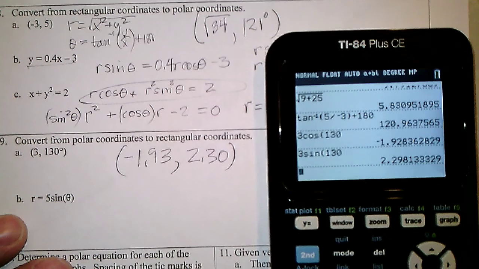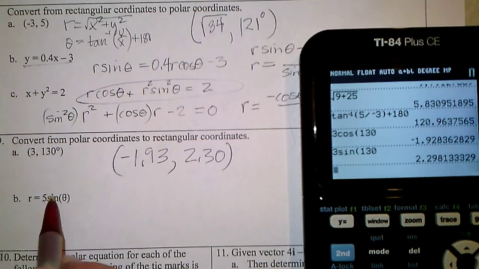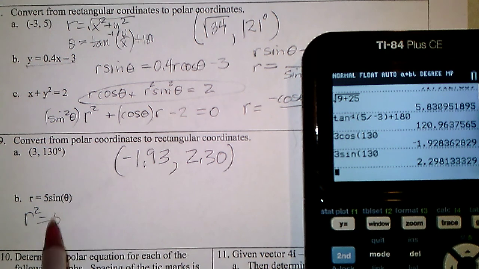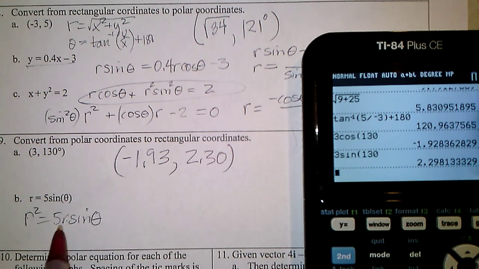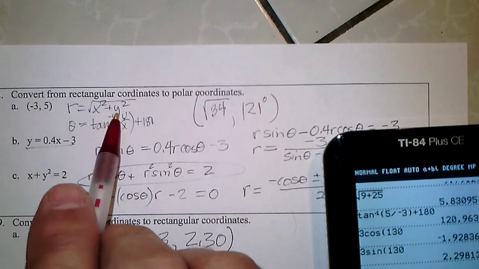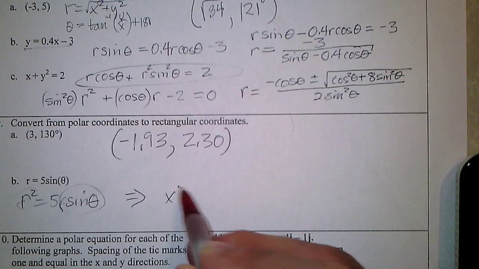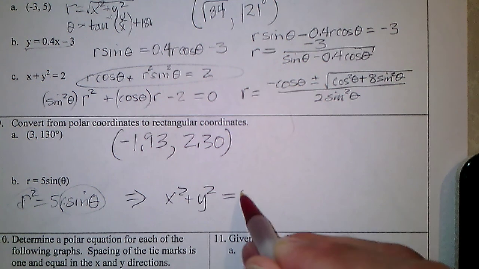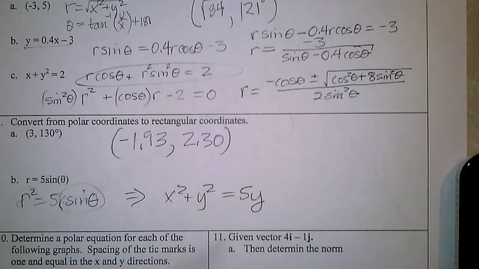Okay? And if we want to change the equation, sine theta is not anything but r sine theta is. So if I multiply both sides by r, multiplied by r and multiplied by r, then that's y, and if r is the square root of x squared plus y squared, r squared is x squared plus y squared. And this would be 5, and this would be y. And that's a circle.